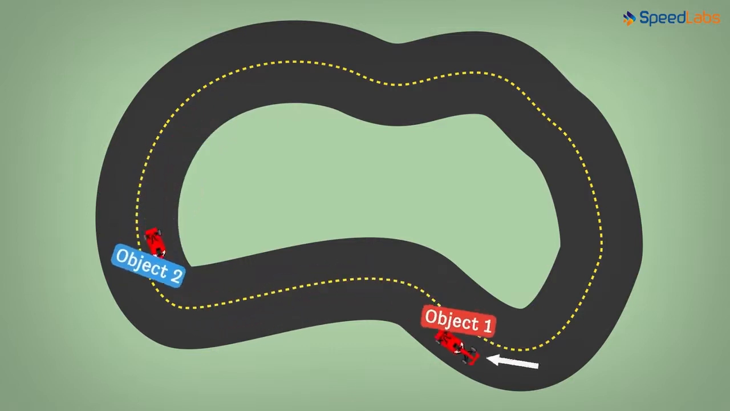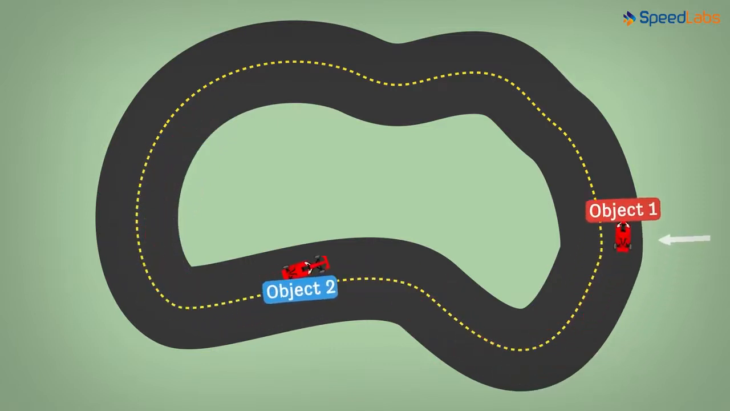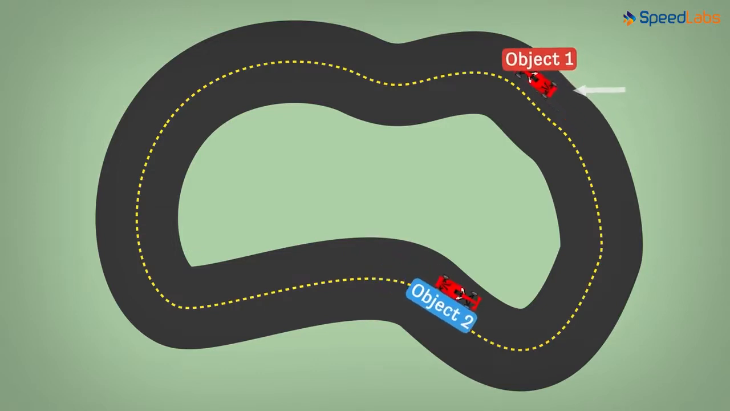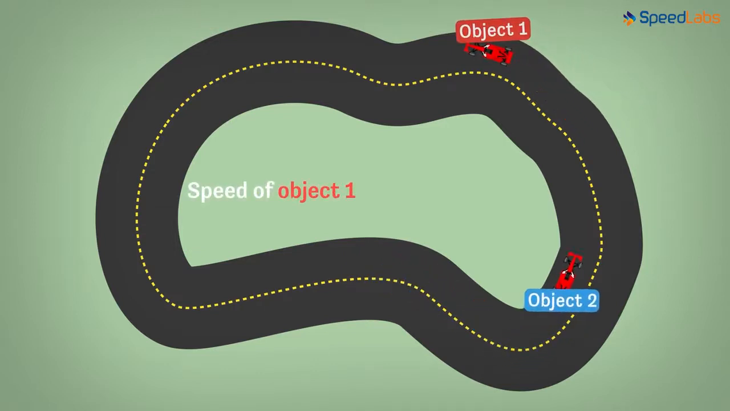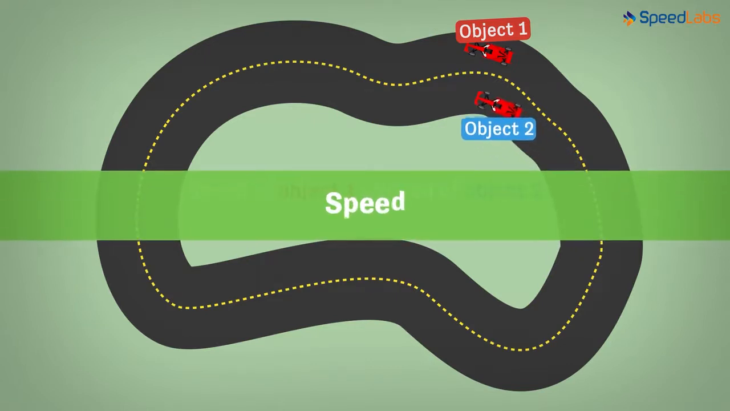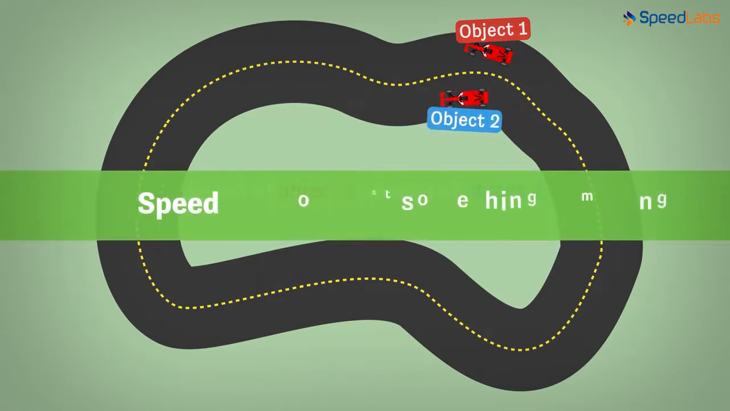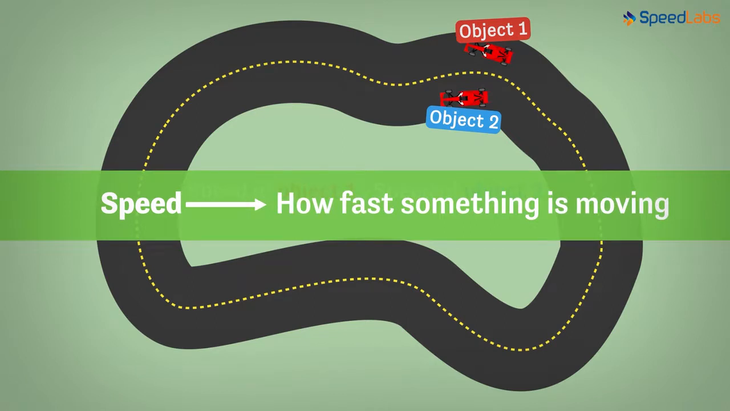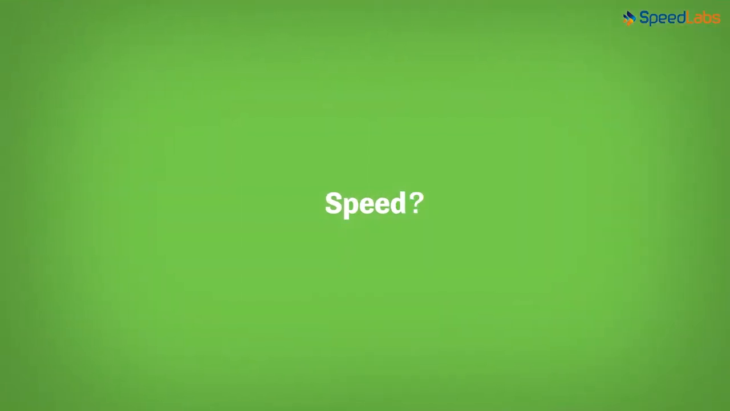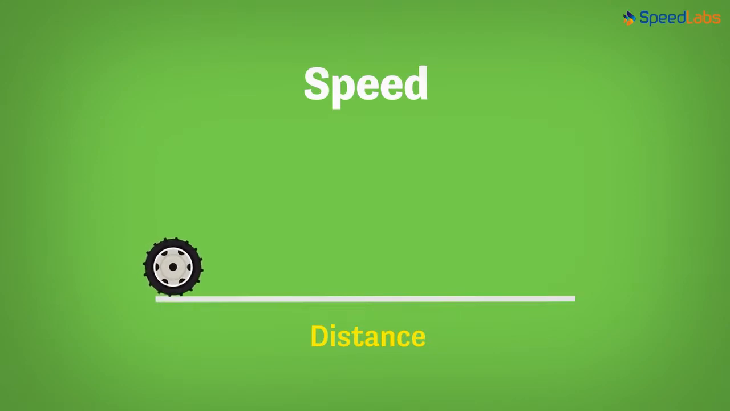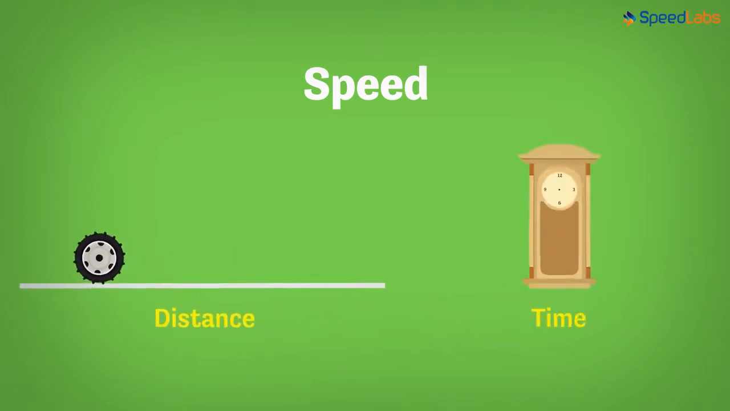In comparison to Object 1, Object 2 keeps lagging behind. Hence, we say that the speed of Object 1 is more than the speed of Object 2. Speed is that physical quantity which tells us how fast something is moving. How do we define it? In order to know the speed of an object, there are just two things we need to know. First, the distance traveled by an object in motion, and second, the time it takes to complete that distance.